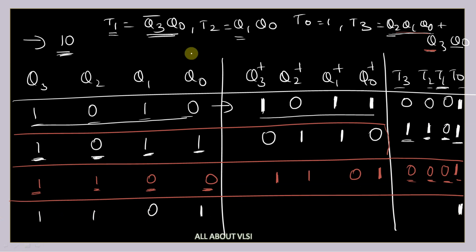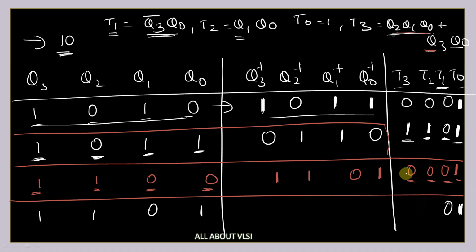And coming to T2, T2 is nothing but 0, because Q1 is equal to 0, right? And coming to T3, it is nothing but Q2, Q1. Q2 is 1, Q1 is equal to 0, so this term will become 0, and Q3 is equal to 1 and Q0 is equal to 1. So T3 will become 1.